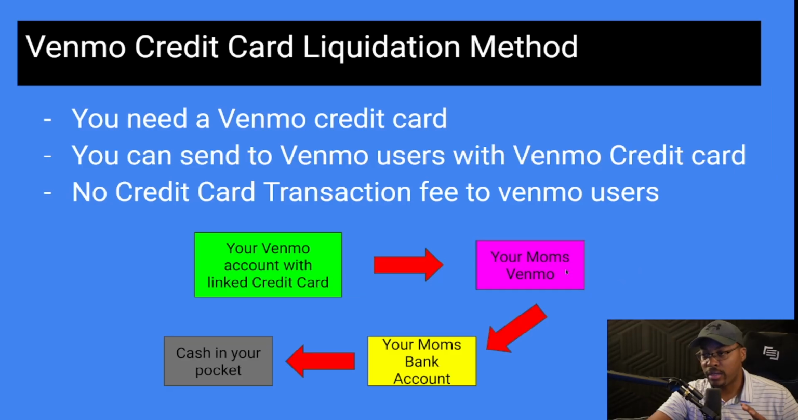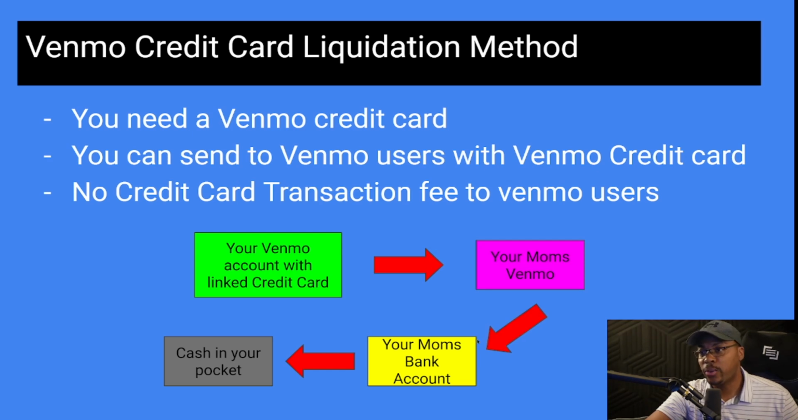From there, you would have the entrusted person you're sending the money to send it to, or withdraw it to, their bank account and then pull the cash out of their bank account. Now, the reason why you don't want to just send the money right back to your Venmo account is because all of this is within the Venmo ecosystem, right?